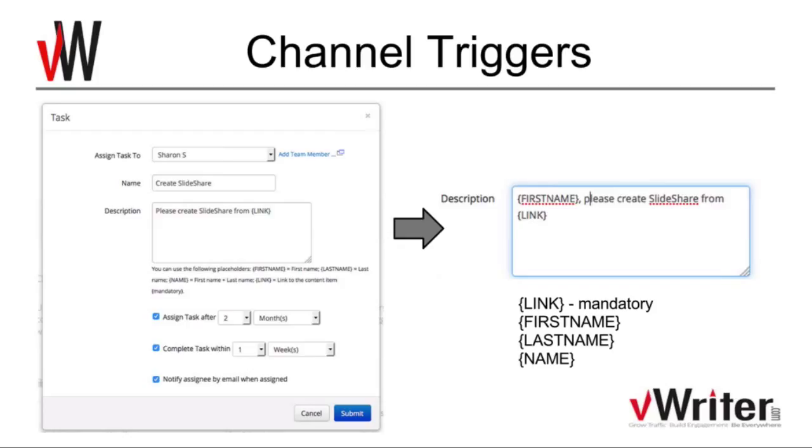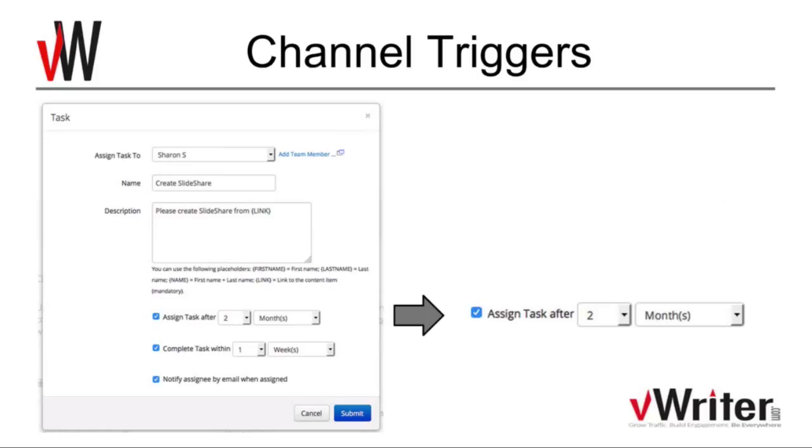So for example, in the example team here, I'm delegating to a team member called Sharon. So when that task is created, it would basically say, Sharon, please create SlideShare from, and then the link would be replaced with the new link that's come through to the publishing channel. So the link for your new blog post, for example, if that's what your publishing channel is based on. So we'll tell them exactly where to go, and you'll specify here what you would like them to do with that task. You can choose to have a delay period in there.